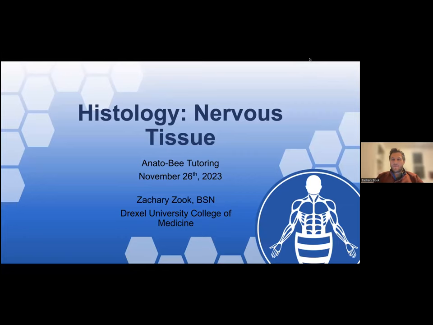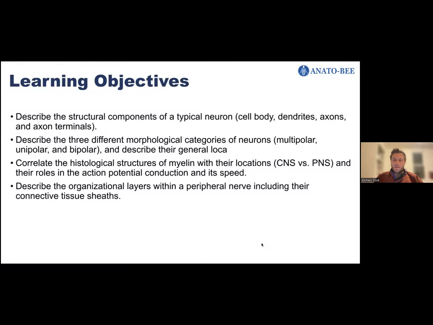All right. Well, hi, everyone. Welcome in. I am presenting on the histology of the nervous tissue. I would say that there's a decent amount of things to learn, but a lot of them are fairly bulleted. Obviously, you can look at the terminology things that you need to know on the Anato-Bee website. But we can go ahead and get started.